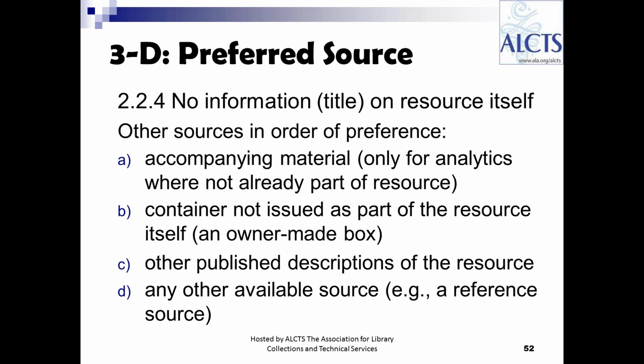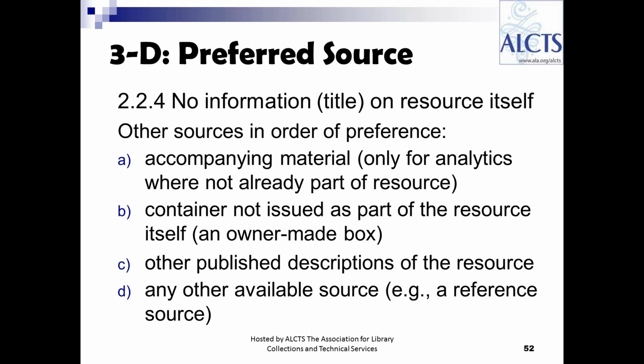2.2.4 gives you a list of external sources in order of preference. It's somewhat confusing that accompanying material appears here, but so far as I can tell, this would only apply if you were doing an analytic description. It would be clearer if that were explicitly stated. Containers not issued as part of the resource, such as a box made by an owner, come here.